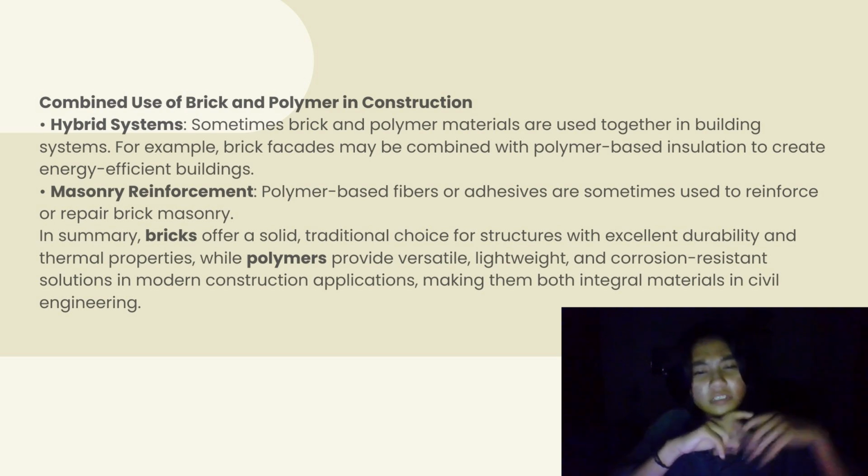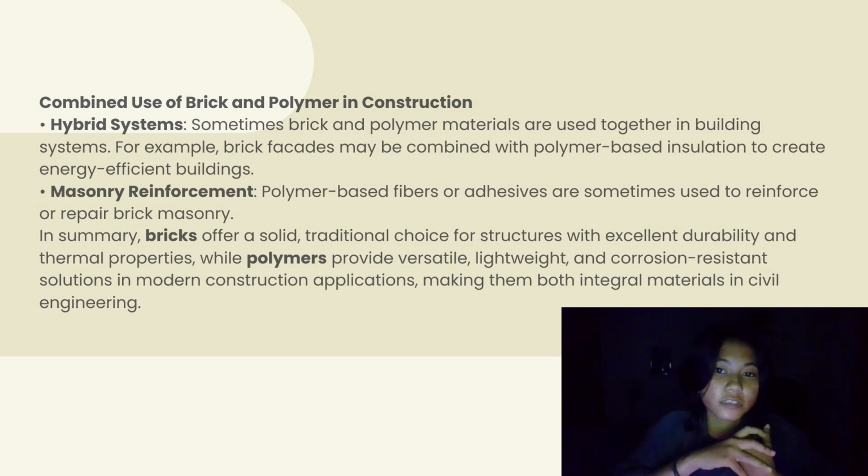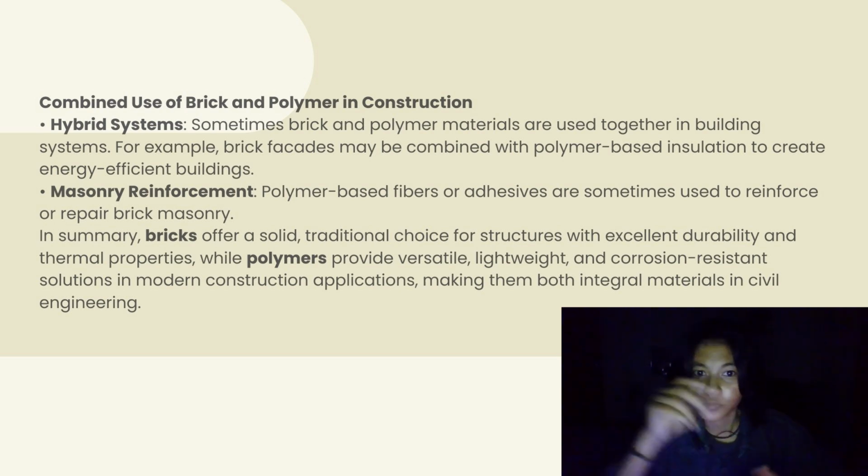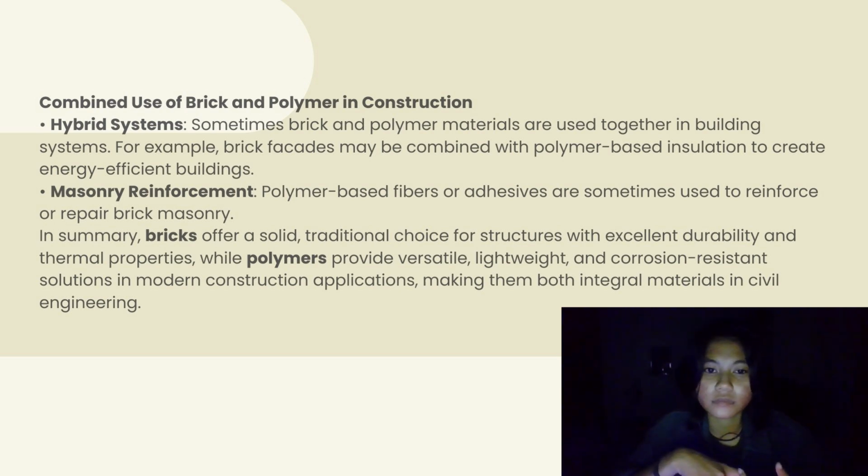Combined use of brick and polymer in construction. We have two combined uses of brick and polymer. Number one is hybrid systems. Sometimes brick and polymer materials are used together in building systems. For example, brick facades may be combined with polymer-based insulation to create energy-efficient buildings.